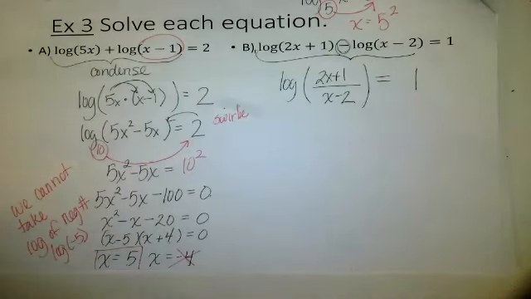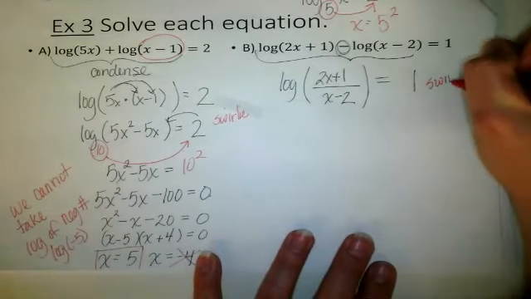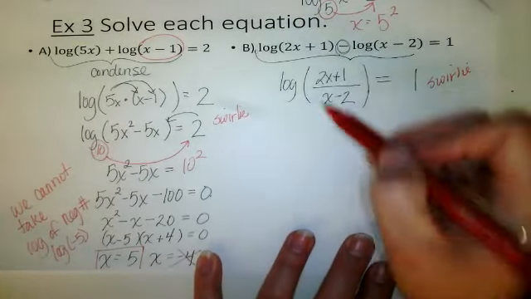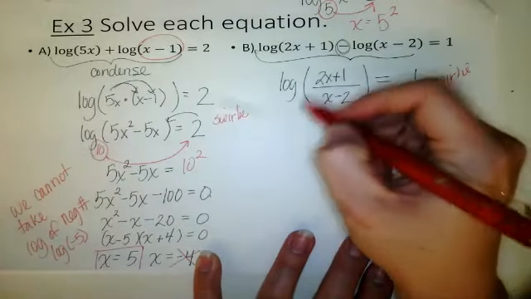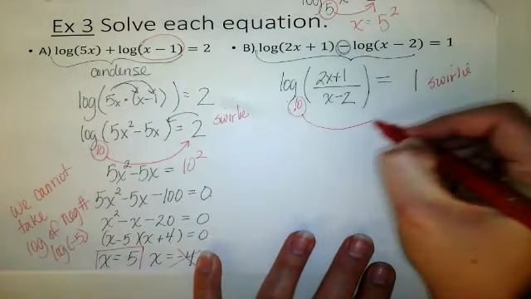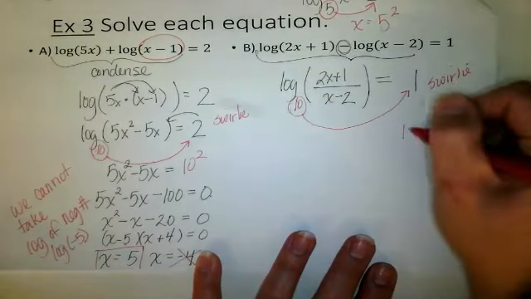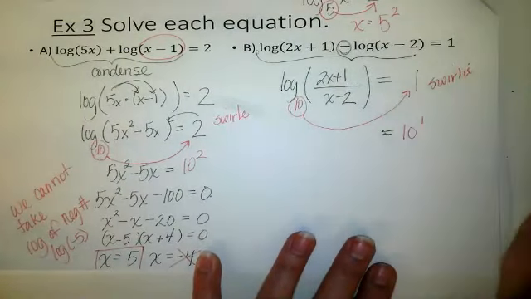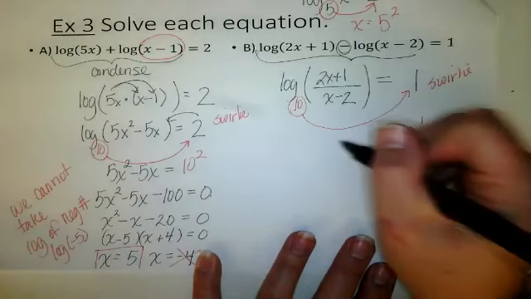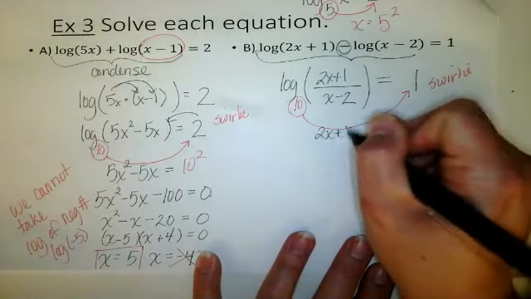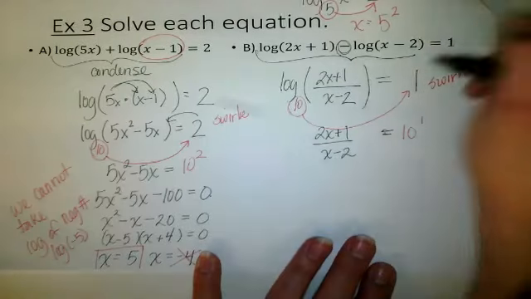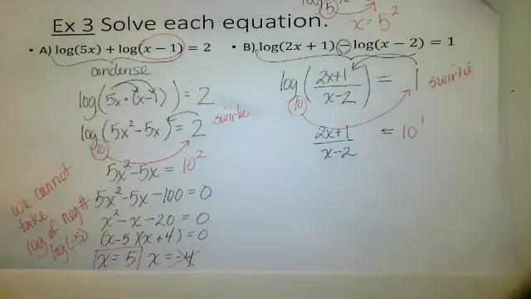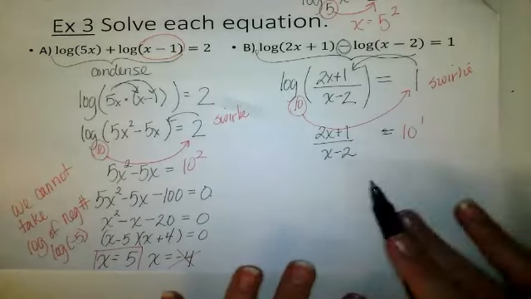Now, same idea. How do you drop a log? Swirly. All right. Start with the base. What is the base? 10. All right. So 10 to the power of 1 is equal to 2x plus 1 over x minus 2. Good. So it is equal to just the argument. Drop the log. All right. So 10 to the first is just 10. How do you solve that?